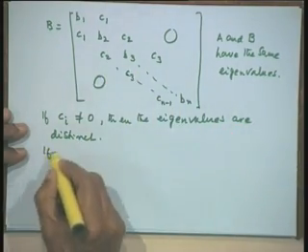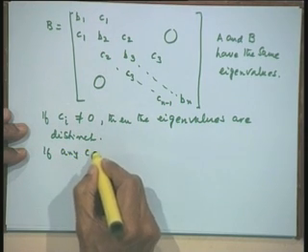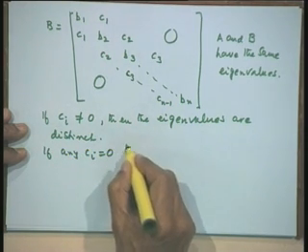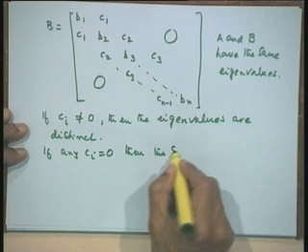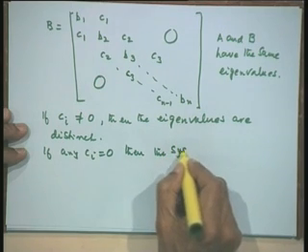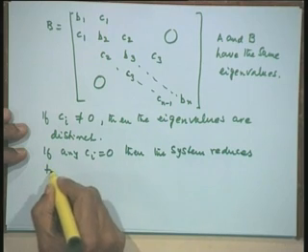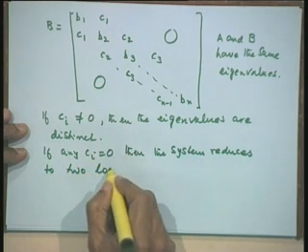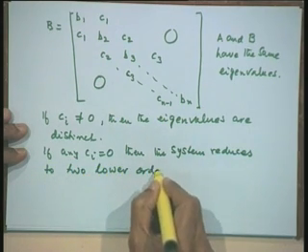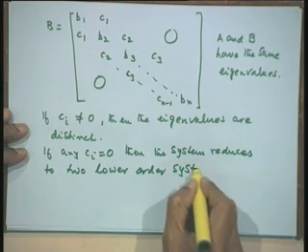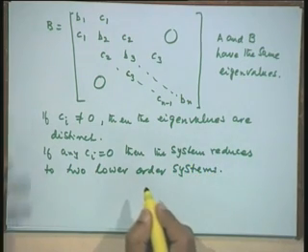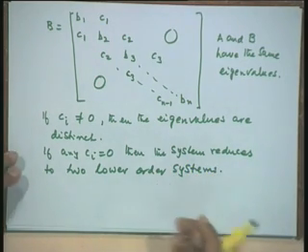So, if any C i is equal to 0, then the system reduces to two lower order systems.